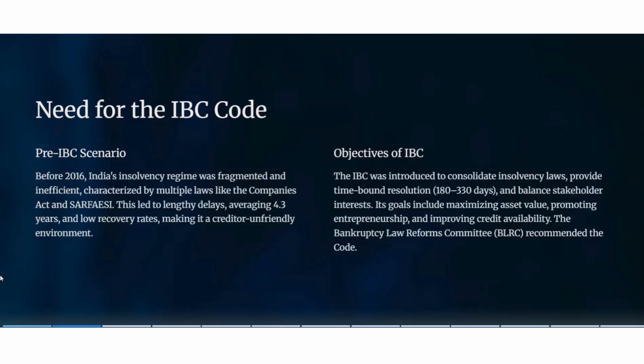The objective of IBC was introduced to consolidate insolvency laws, provide a time-bound resolution of 180 to 330 days, and balance stakeholder interest. Its goals include maximizing asset value, promoting entrepreneurship, and improving credit availability. The Bankruptcy Law Reforms Committee recommended this code.